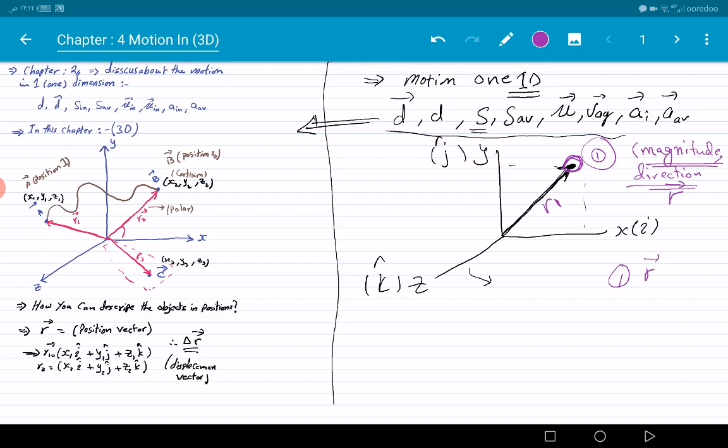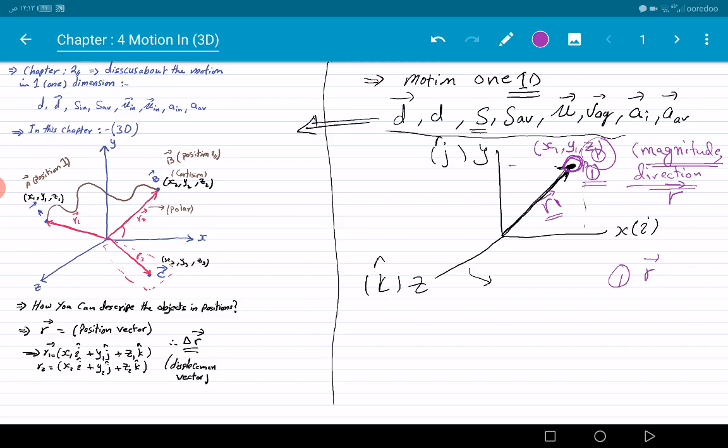Then if I want to describe this position specifically in Cartesian, what can I say? This point, P1, I can describe with R1. Then in Cartesian it means x1 in i, y1 in j, z1 in k. So that is point 1.